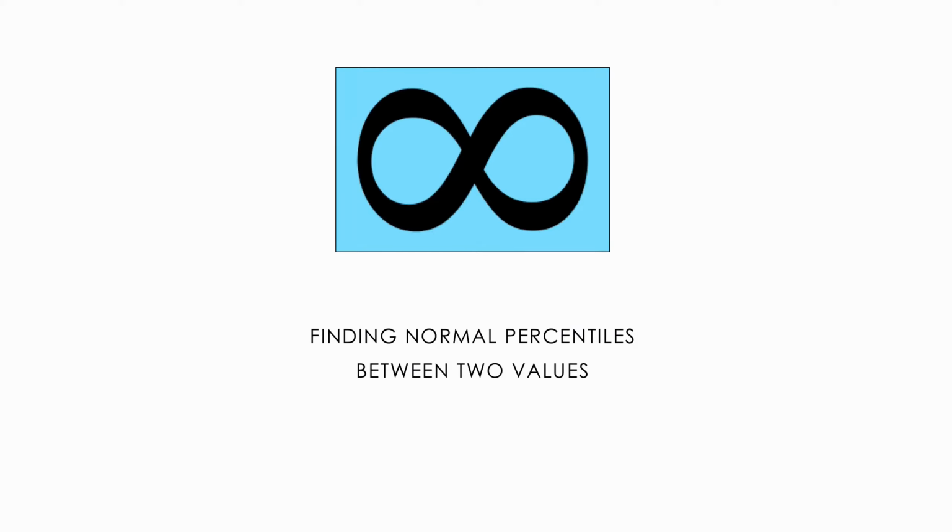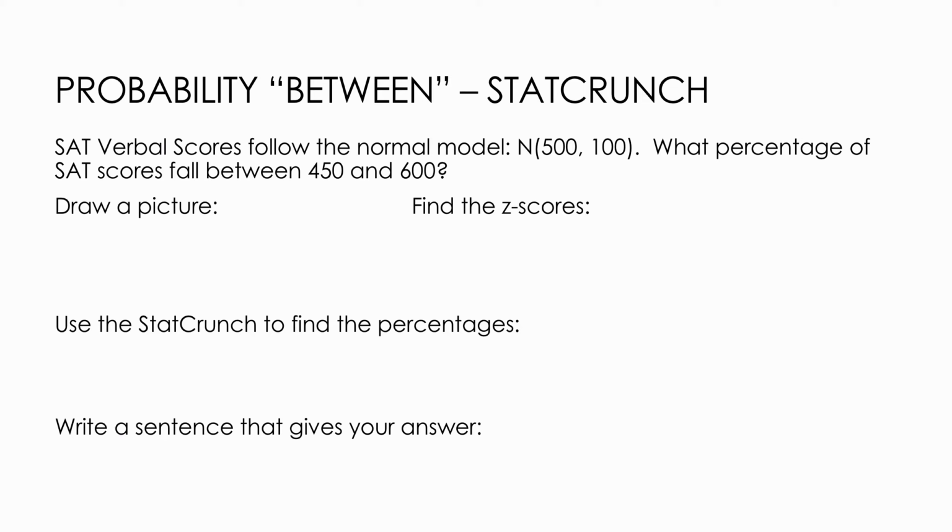In this lesson, we will work on finding the normal percentiles between two values. So again, we're looking at the probability that a value falls between two values. To keep things simple, we're going to stick with our same example using SAT verbal scores as we did in the normal percentiles that we looked at previously.